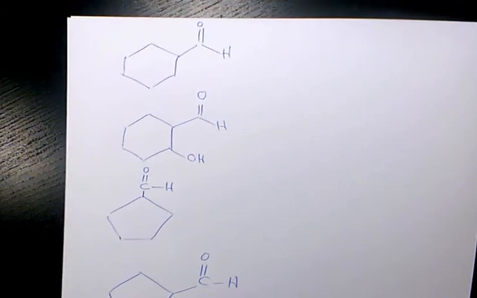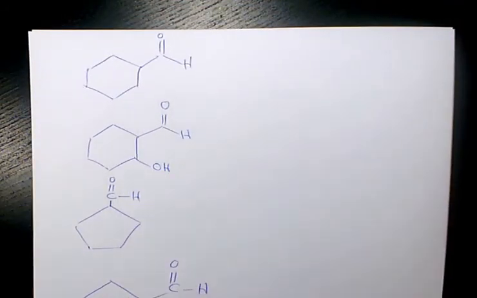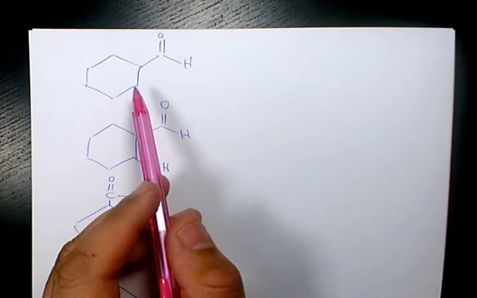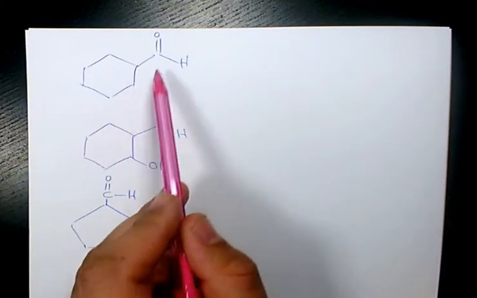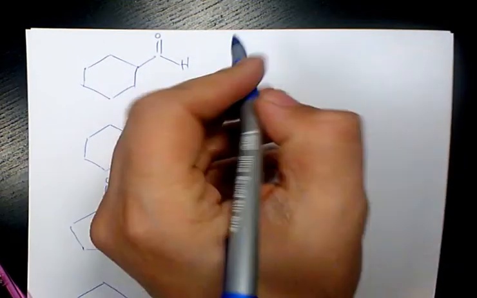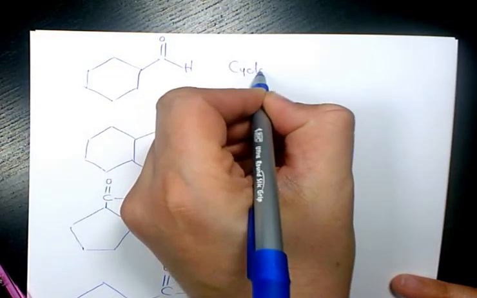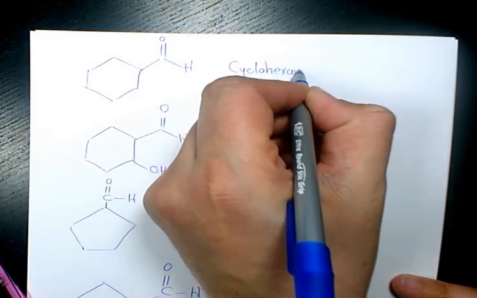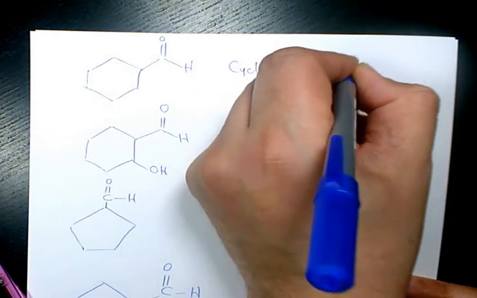Now I'm going to show you some more examples. In this case, we have cycloaliphatic compounds. So here we have cyclohexane and we have an aldehyde. I'm going to call it cyclohexane carbaldehyde.